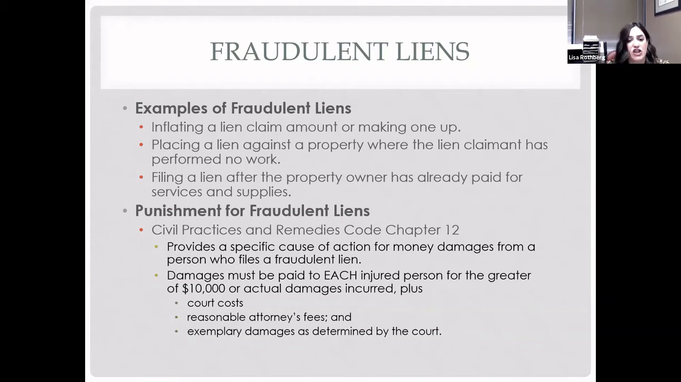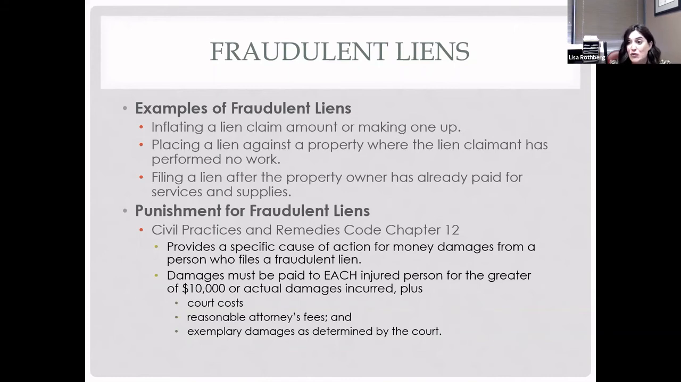Now, punishment for fraudulent liens, we actually have a statute for that. It's Civil Practice and Remedies Code Chapter 12, and it provides a specific cause of action for money damages from a person who files a fraudulent lien. So this is getting people to not do this, because damages are going to have to be paid to each injured person for the greater of $10,000 or actual damages incurred, plus court costs, reasonable attorney's fees, and exemplary damages as determined by the court.